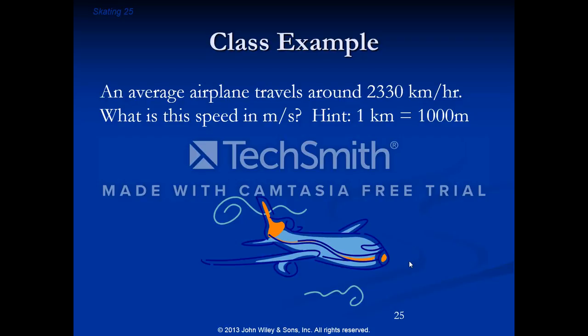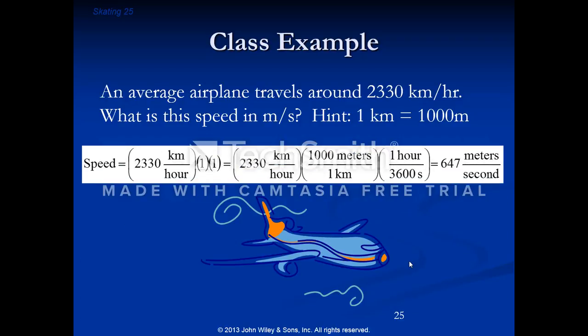Did you pause it? All right, make sure you try it out, and now let's see if you got the answer correct. So here again, we start with what we're given, 2,330 kilometers per hour, and then we multiply it again by 1 two different times.